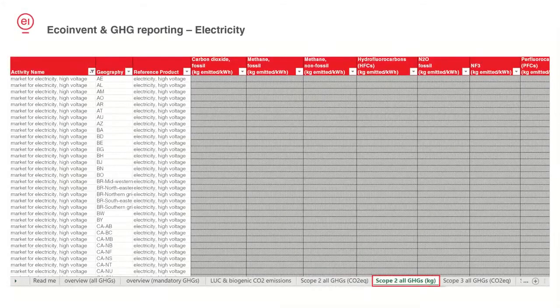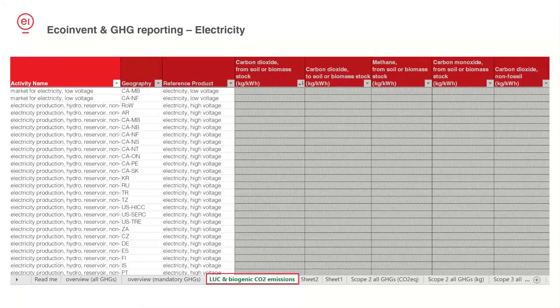What you can also find in the files are disaggregated emissions. These are then expressed as kilogram emitted per kilowatt hour produced. And again, those disaggregated emissions are available for Scope 2 and Scope 3, and also for the two different calculation methods.